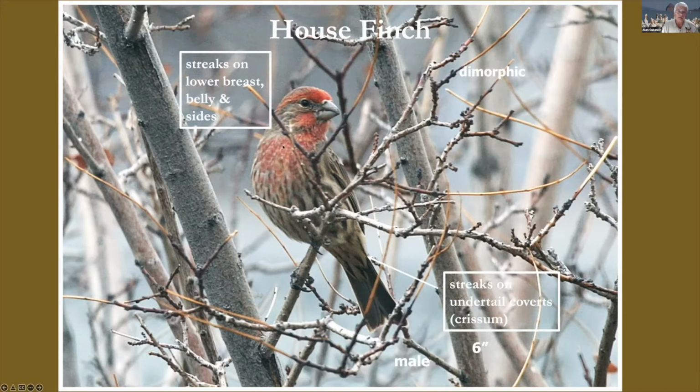So here's a male house finch. You might notice that it's streaky underneath, a streak starting on the breast, going down the belly and on the sides. There's also streaks on the undertail coverts, which are collectively called the crissum. So if you want to impress your friends, say, did you see those streaks on that crissum? Oh man, he really knows what he's talking about. Also notice this curve to the upper mandible, and we'll get back to that in a minute. That's going to be important.